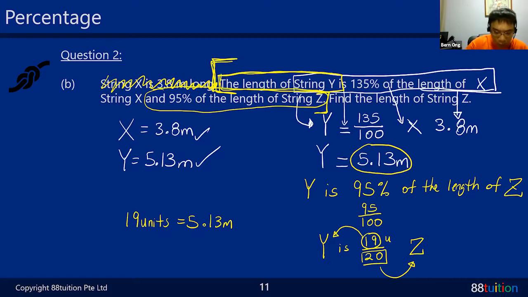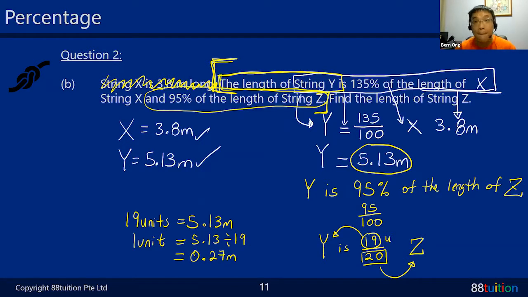Can I purposely go and find 1 unit first? Sure. So 1 unit will be 5.13 divided by 19. Will it be a nice number? Try. It will give you 0.27. Not bad, nice number, not a lot of decimals. So 0.27 meters for 1 unit. And you're looking for Z. Z represents 20 units, so 20 units is 0.27 times 20. And your answer will be 5.4 meters.